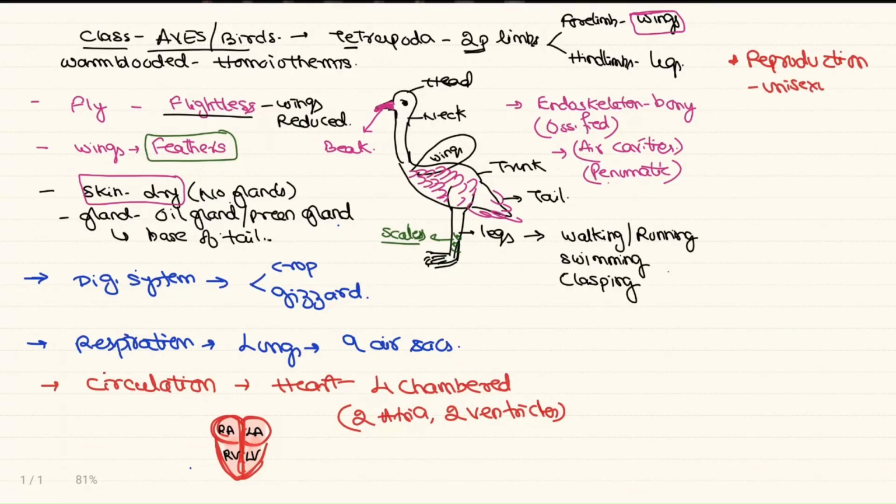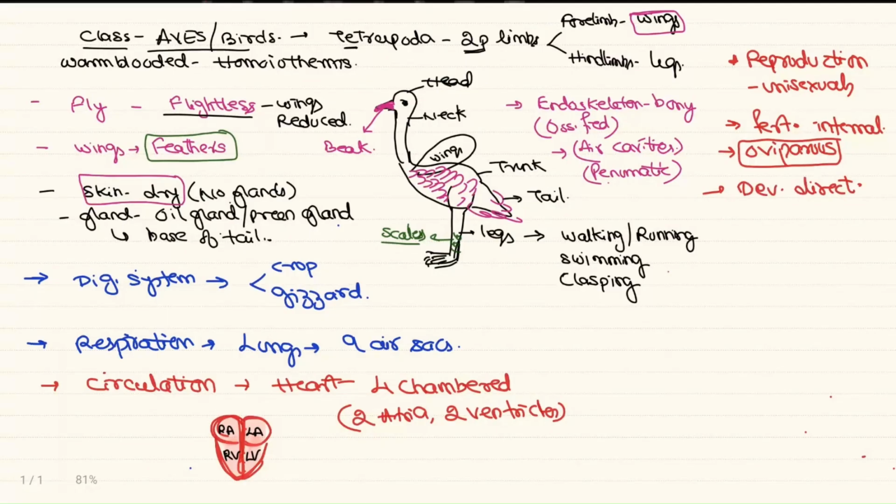Coming to reproduction, as usual, sexes are separate. So these are unisexuals. Fertilization is completely internal as they are terrestrial forms, and these animals are completely oviparous. All the birds are egg-laying without any exception. Development is direct. So these are the basic characteristics of class Aves.